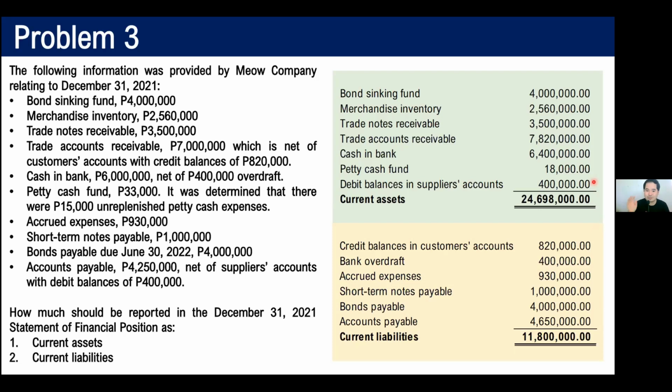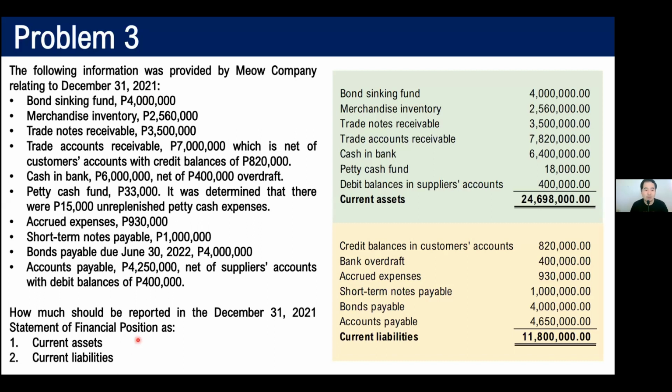If you are done with these categorizations, you just get the total. Your current assets is 24,698 and your current liability is 11,800,000. Okay? I suggest po sa pagsasagot po ng mga ganitong problem, babasahin nyo lang muna yung unang sentence. The following information was provided by Mail Company relating to December 31, 2021. Then proceed ka sa tanong agad. Para pag binasa mo yung given, alam mo kung ano yung hinahanap mo.